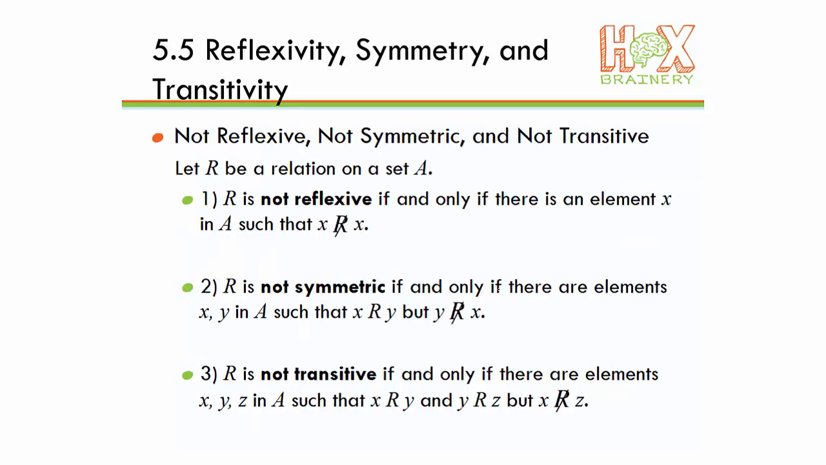And this is what the relation looks like if it's not reflexive, not symmetric, or not transitive. We still have our relation R on set A. R is not reflexive if and only if there is an element x in A such that x is not related to x. R is not symmetric if and only if there are elements x, y in set A such that x is related to y, but y is not related back to x. And three, R is not transitive if and only if there are elements x, y, z in A such that x is related to y and y is related to z, but x is not related to z.